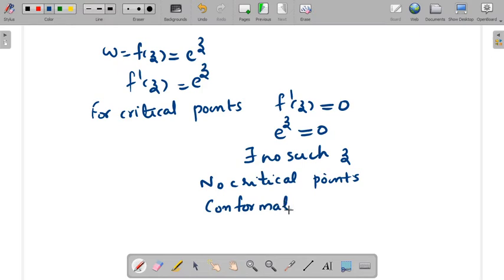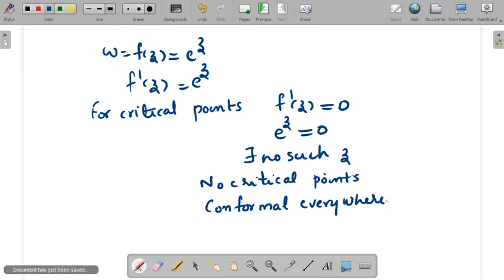If f is analytic and f dash z is non-zero, then we can say the function is conformal at that point. So here, no critical points means f dash z is never 0, and f of z is always analytic. That means it is conformal at every point. So e raised to z is a map which preserves the angle of intersection between curves at every point.